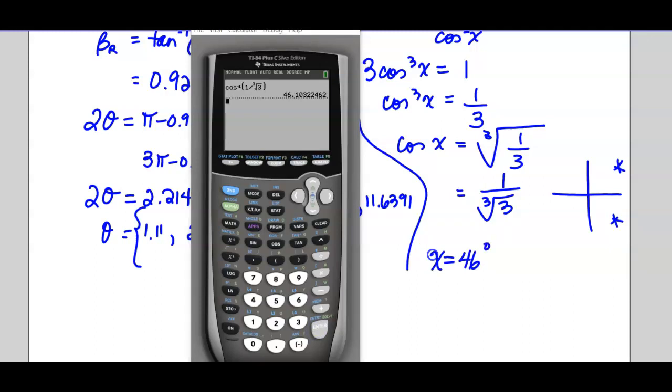So to the nearest degree, it's 46. And so the other one, between 0 and 360, would be 360 minus 46. So what's that? 314. Yeah, between 0 and 360. Okay. So now we are done. Trig is done.